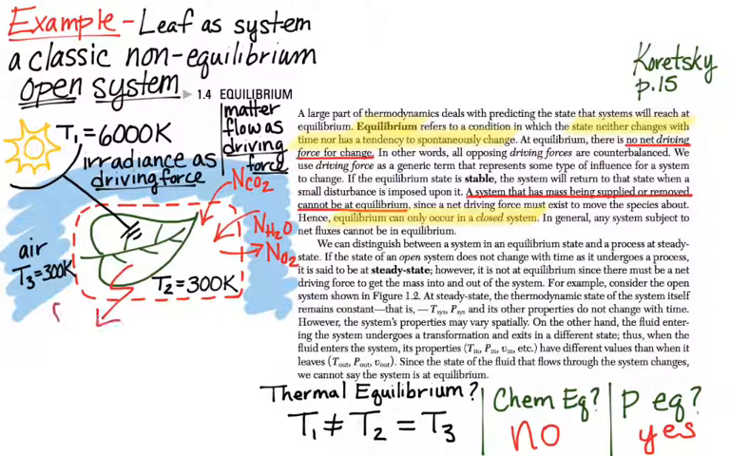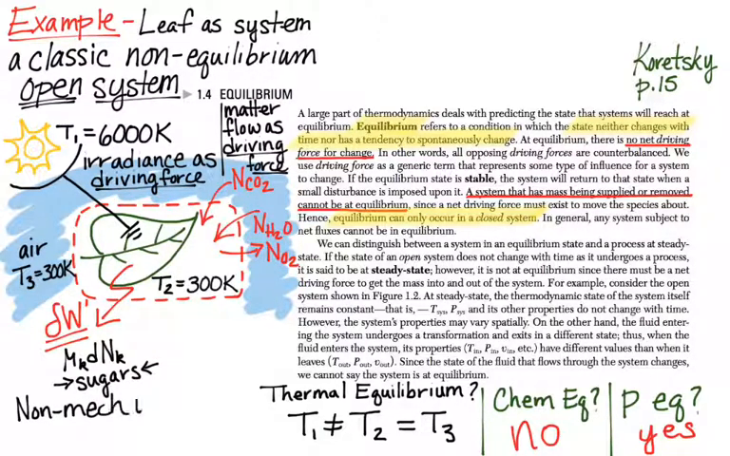Well, actually, the pressure inside of the leaf and the pressure of the ambient air surrounding it is roughly the same. So we have a pressure-based equilibrium, but we don't have a total thermodynamic equilibrium. So you can have equilibria of certain variables without having a total thermodynamic equilibrium.